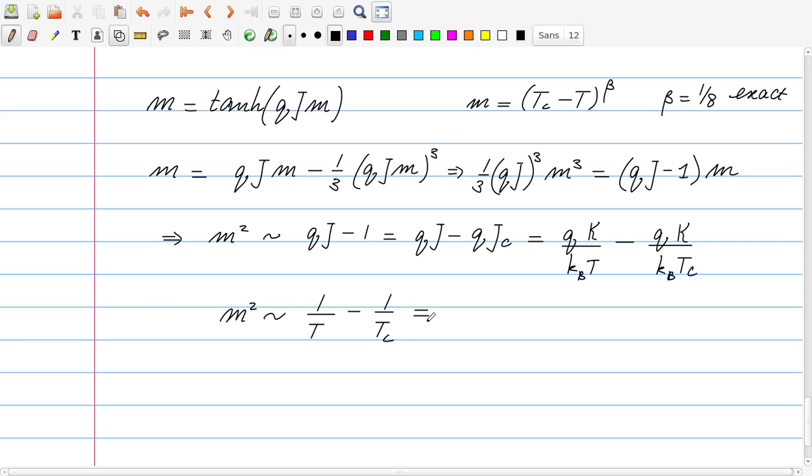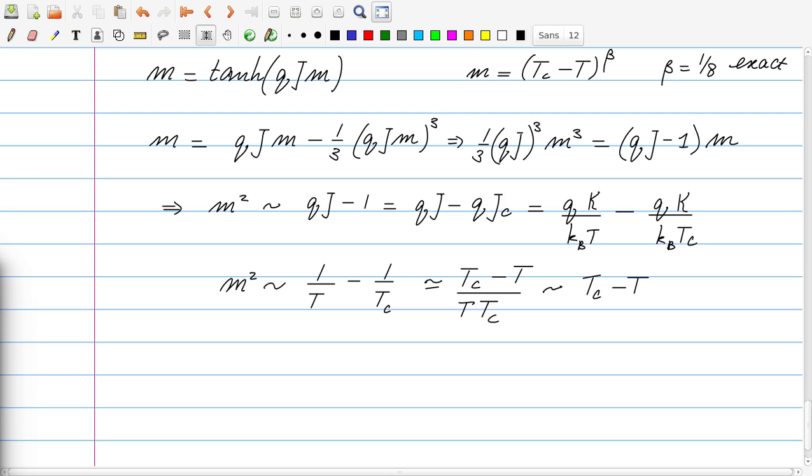And that essentially goes like Tc minus T over Tc, or over T. And that means that the m is proportional to Tc minus T to the power 1/2, and so we find beta is 1/2, in quite a sharp contrast to the exact solution, so we are quite far off.